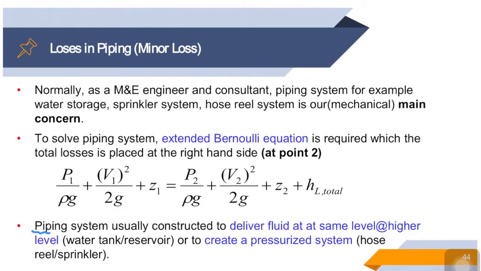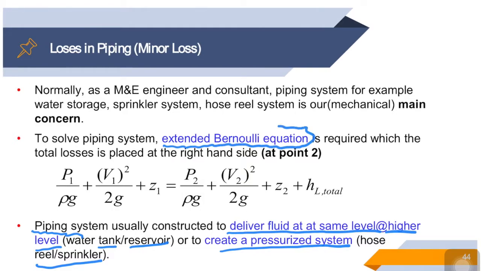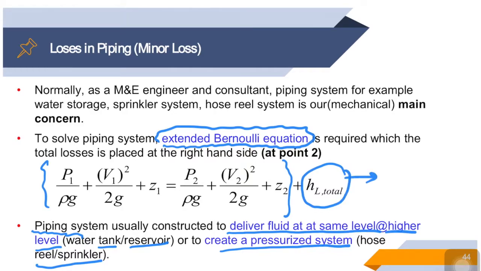So the objective of piping systems is to deliver fluids at the same level or a higher level. Okay, such as a water tank, reservoirs, or perhaps to create a pressurized system such as a hose, drill, or sprinkler system. So in these cases, in order to calculate the pressure at the initial point or the pressure at the final point, what we need is a modified or extended Bernoulli equation. Okay, what we do is we have the same equation, only that we add the HL, which is the total loss due to the piping system.